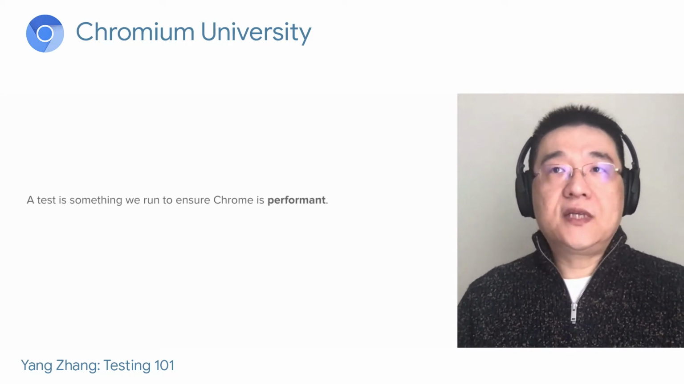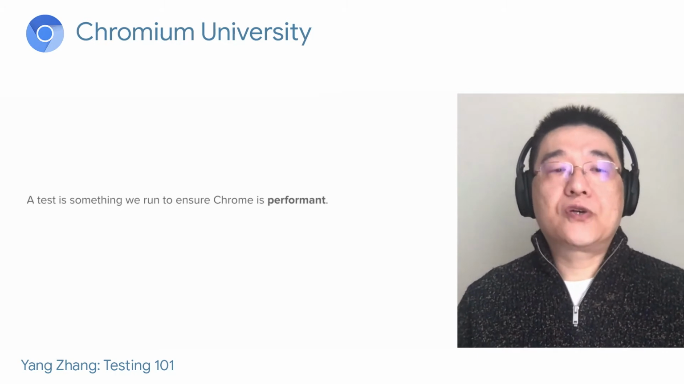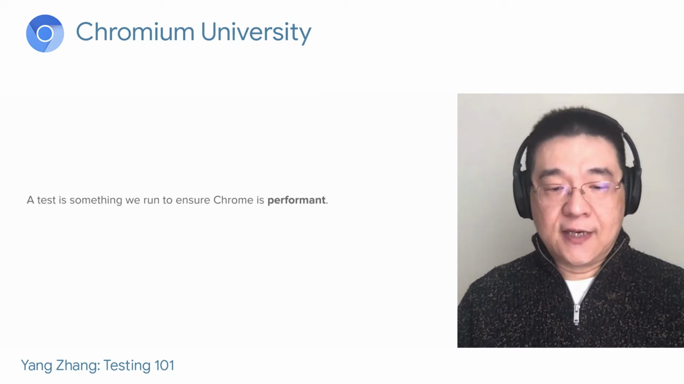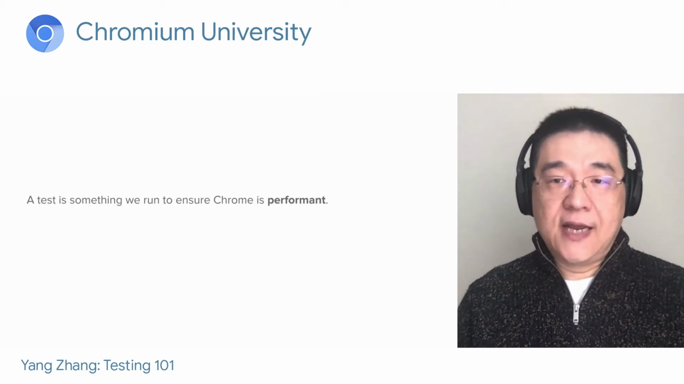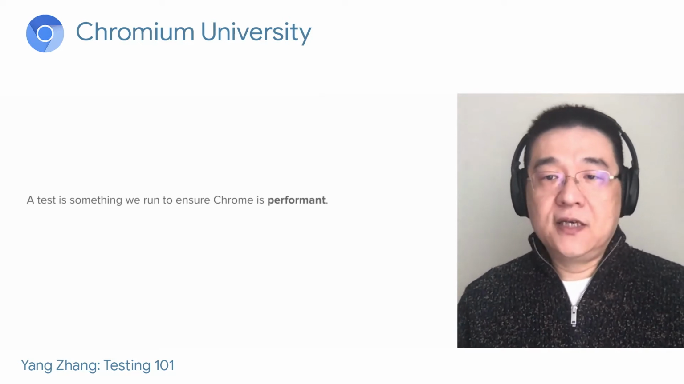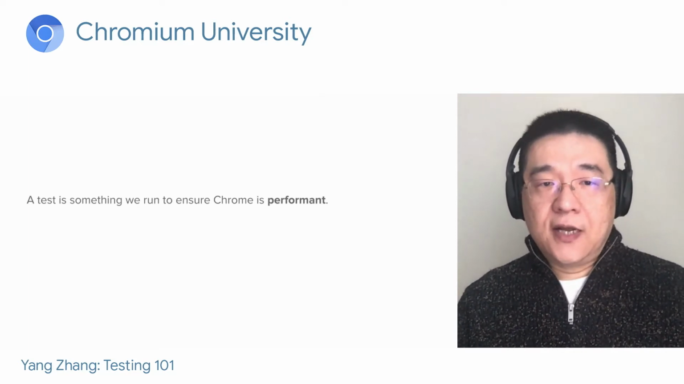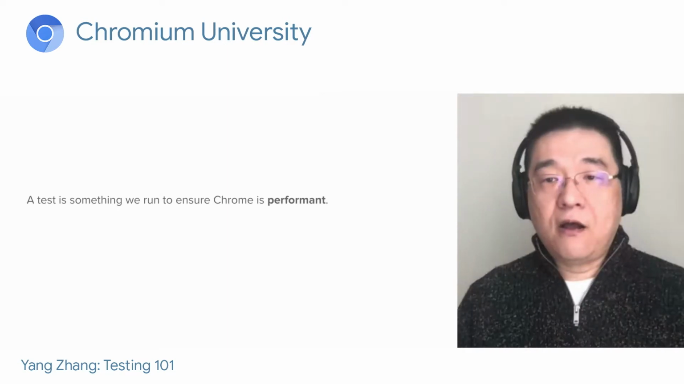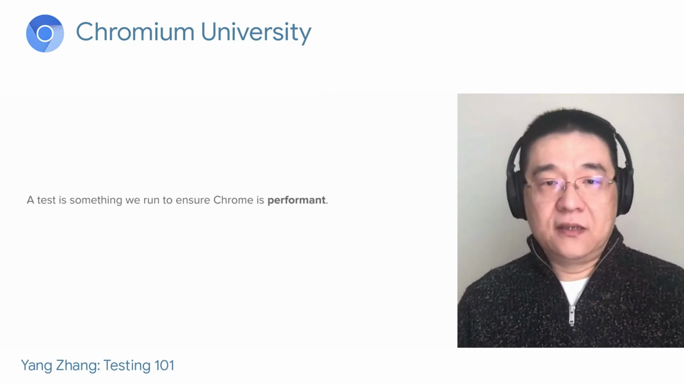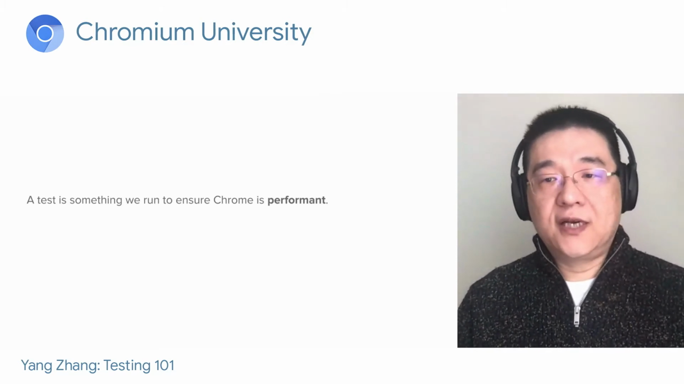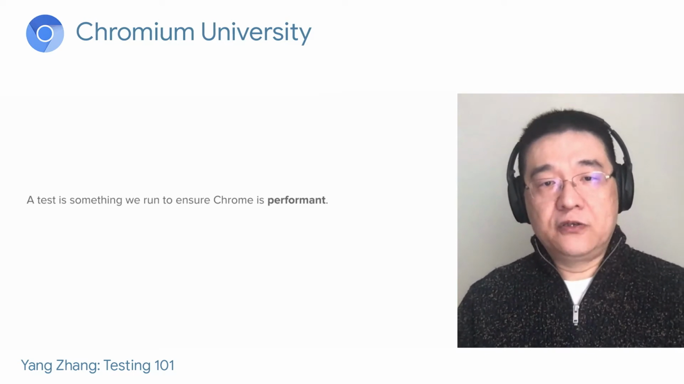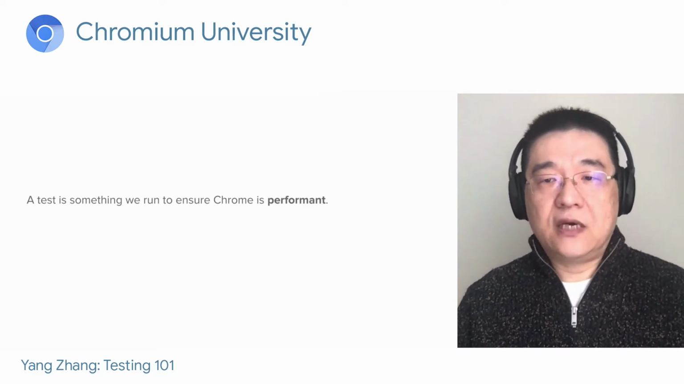Next, a test is something we run to ensure Chrome is performant. Make sure Chrome loads pages fast and uses less memory and less battery. Using the car as an example, it's how much gas you use, and what the speed limit is, right? This kind of performance is about making sure Chrome is good for users to use. It's not just that it functions well, it's performing well.